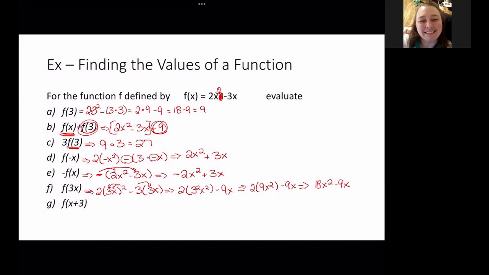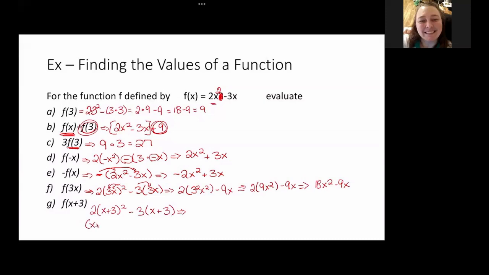Last but not least, put in x plus 3 for the value of x. So 2 times x plus 3 squared minus 3 times x plus 3. So really all you're doing is you're taking whatever's in the parentheses and putting it in for x. So x plus 3 squared is going to give me what? X squared plus 3x plus 3x plus 9. And all of that times a 2, right, from up here.